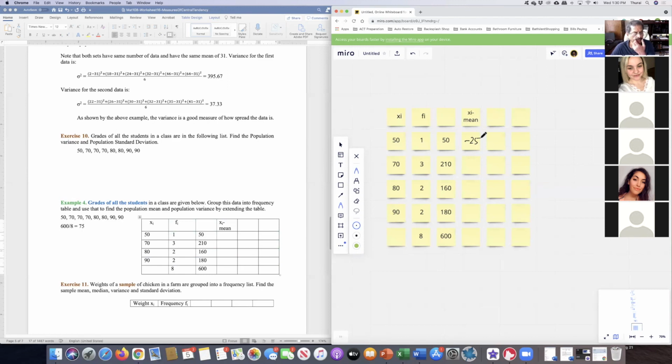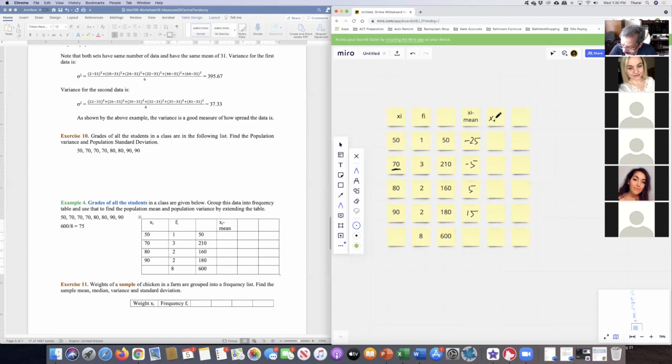All right, so minus 25, and then where am I? 50 minus 75. Next one is 70 minus 75, right? That's minus 5. Doesn't matter whether you write the negative or not. You're going to square them. 80 minus 75 is 5. 90 minus 75, 15.